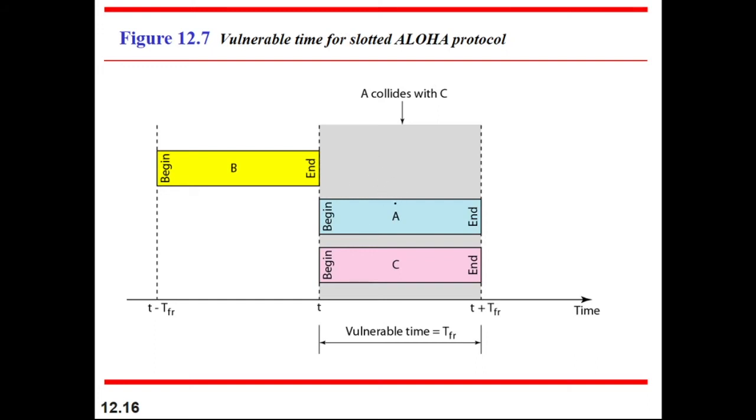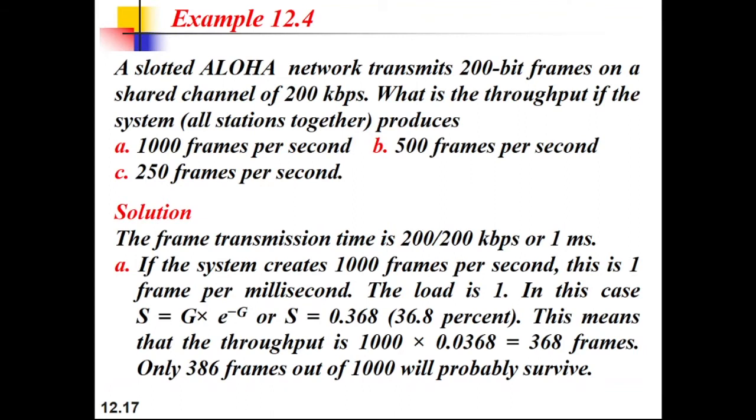So this is the vulnerable time for slotted ALOHA protocol. Here you can see this is the beginning, this is the end, and here those two stations collide. At the same time two different stations are sending the data, so here is the collision. This is the vulnerable time, and the vulnerable time is TFR, whereas the vulnerable time for pure ALOHA was 2 times TFR.